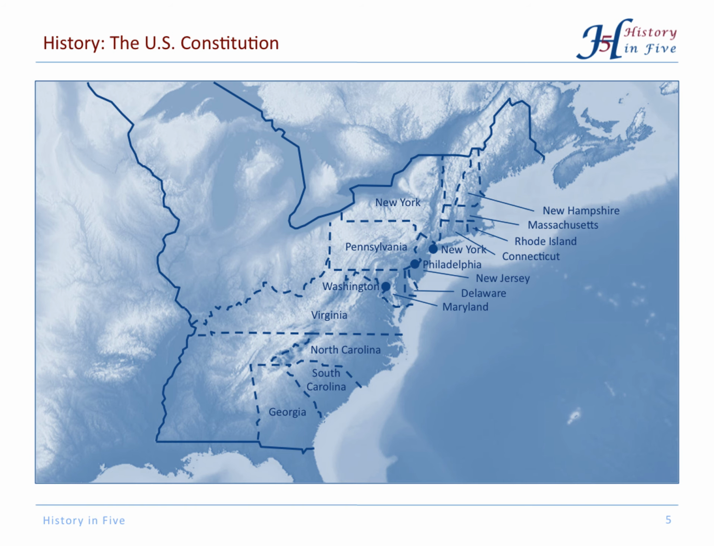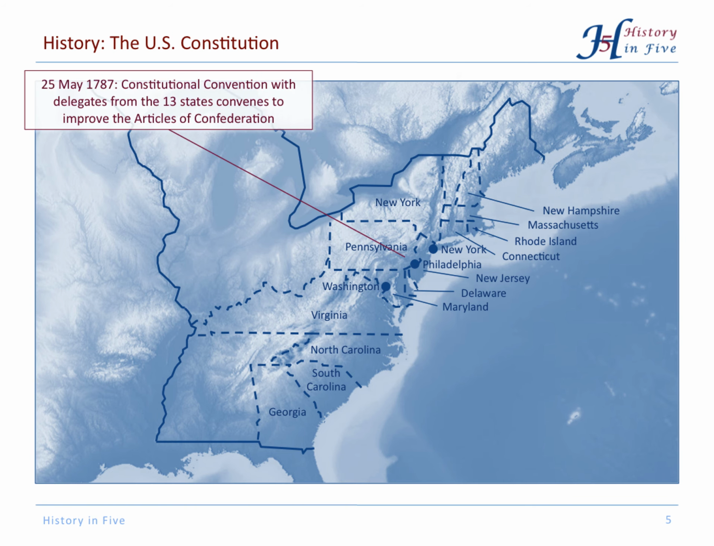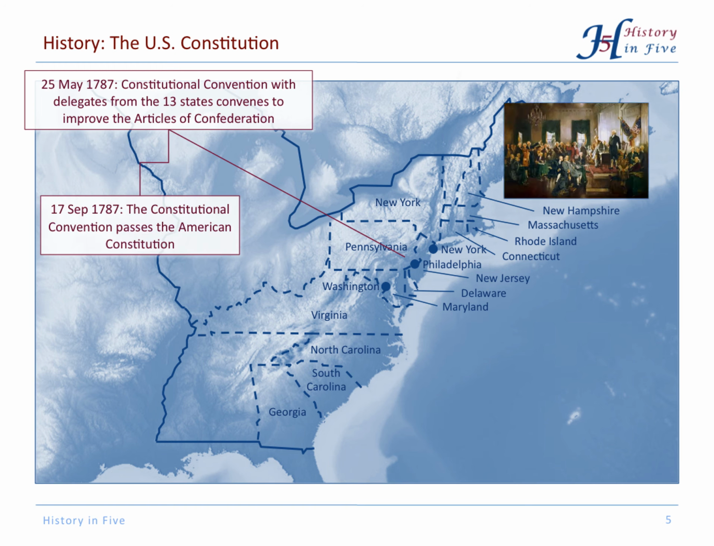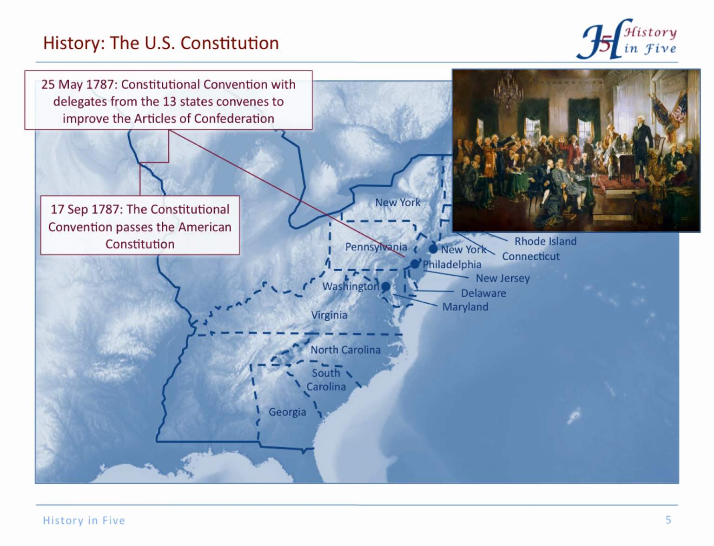The states sent delegates to a convention, the Constitutional Convention, and the aim was to improve the Articles of Confederation. But the delegates actually wanted to go further and write a constitution. They did so, and on the 17th of September 1787, the US Constitution was passed.